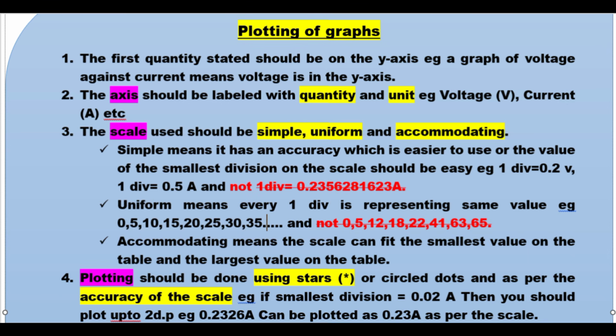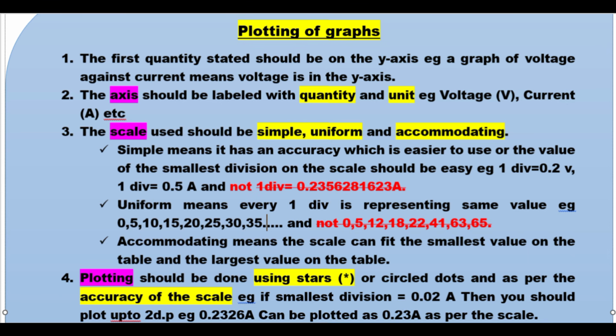So for example, plot a graph of voltage against current. That definitely means voltage is on the y-axis, current is on the x-axis. So that is as simple as that.